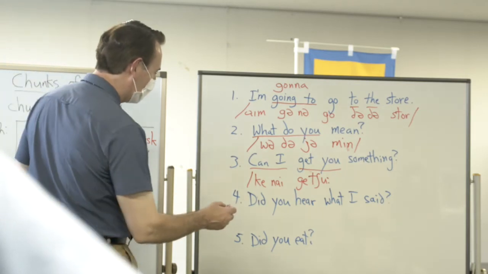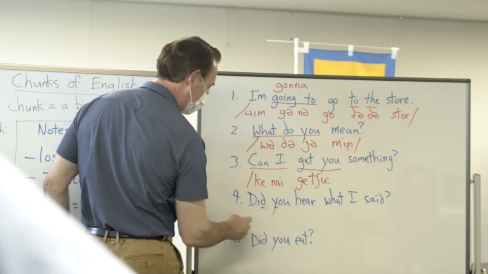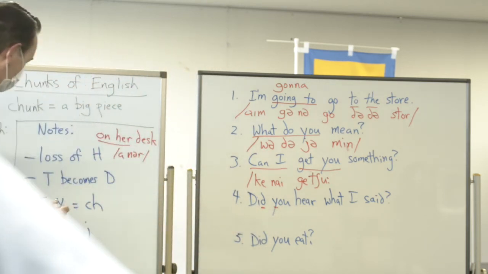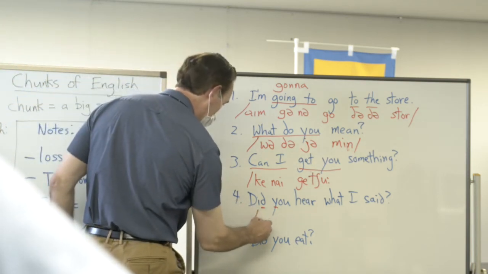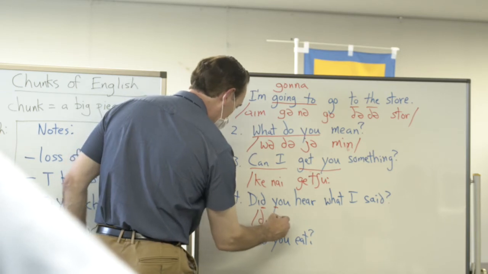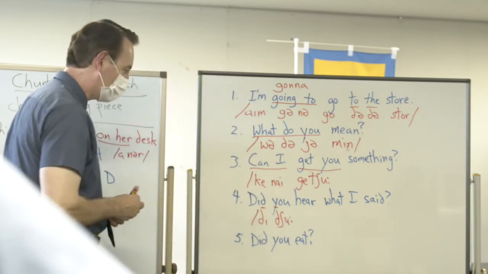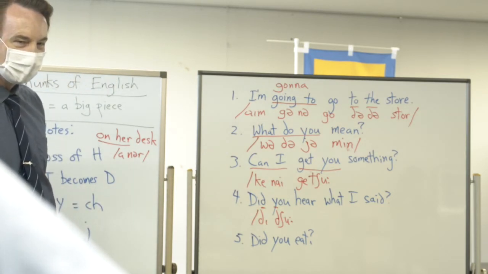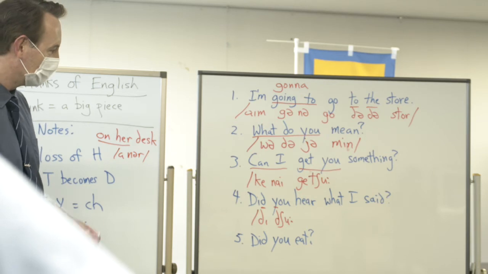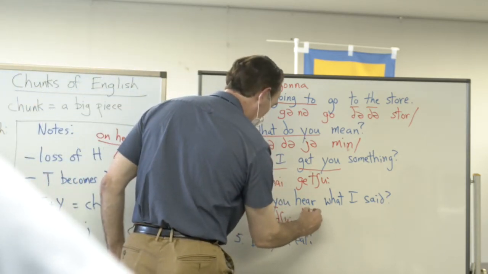All right. Now, we have here number 4, a D and a Y. So that is going to sound like J, right? Did you? Okay. So did you is going to become did you. Did you? Okay, here doesn't change. It still stays here.